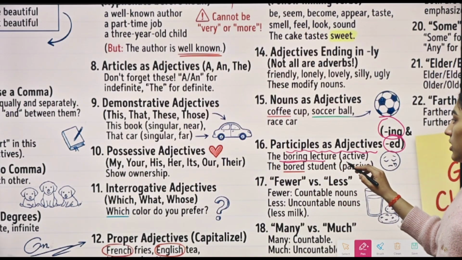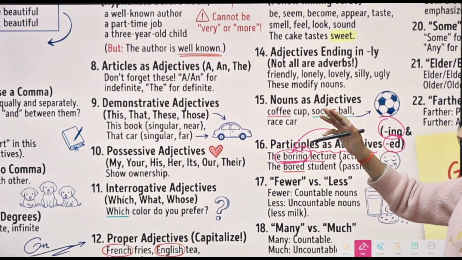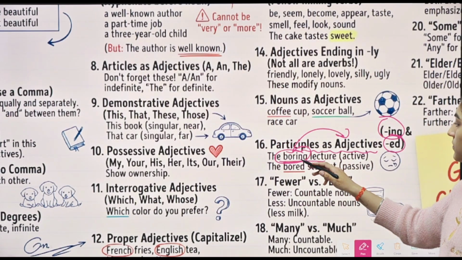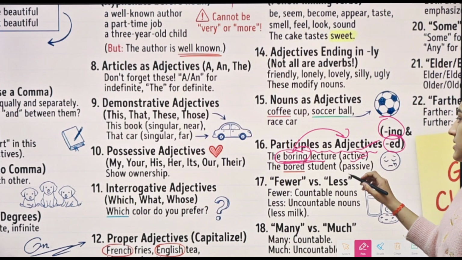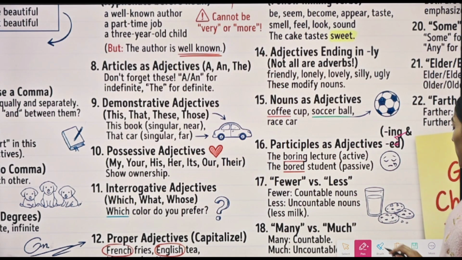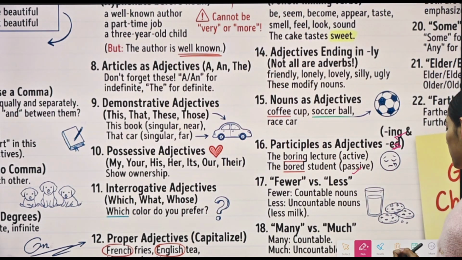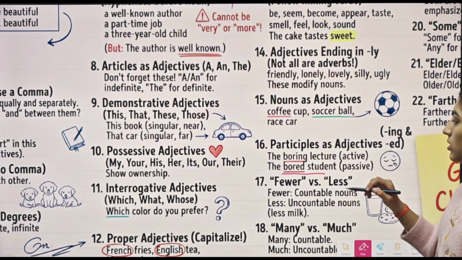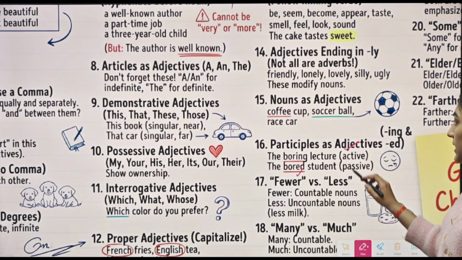The boring lecture. So here boring is an adjective. Similarly, as I told you in the above rules, the boring lecture: boring is an adjective and it's active since it is ending with the ing form. And if the word is ending with ed, then it is passive. The bored student. So here ed has been used, and bored is an adjective.